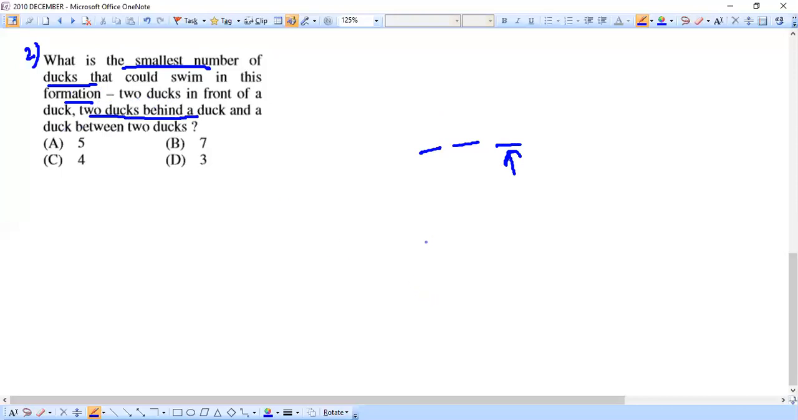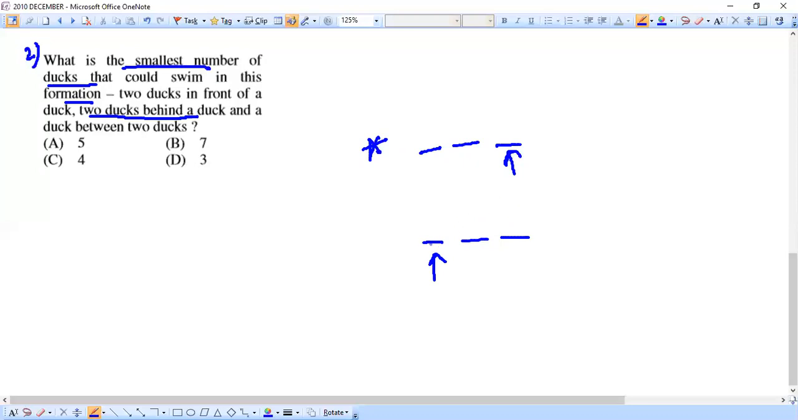Let's draw a second diagram. Two ducks behind a duck. That means I have my first duck here, and there are two more ducks behind this first duck. Clearly understand the difference. The first formation says two ducks in front of one duck, that means put that duck in the last position, with two ducks in the front position.